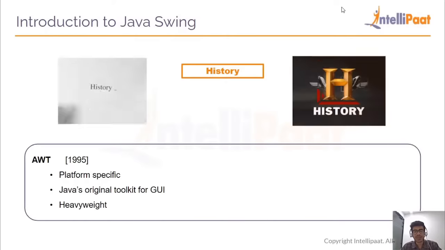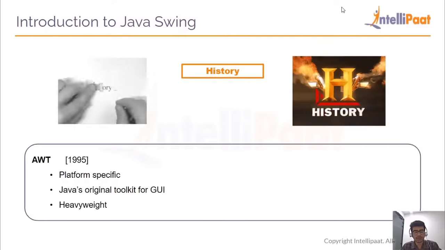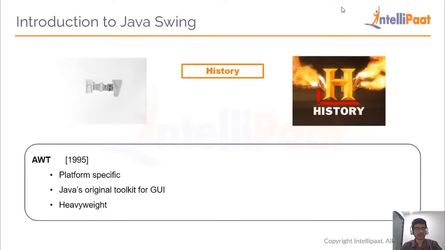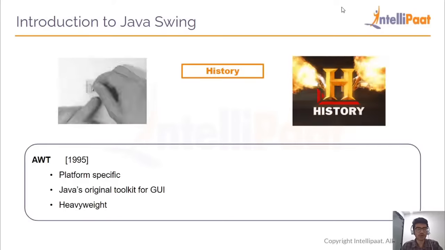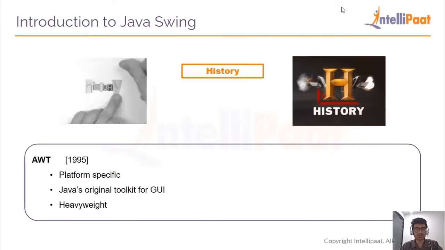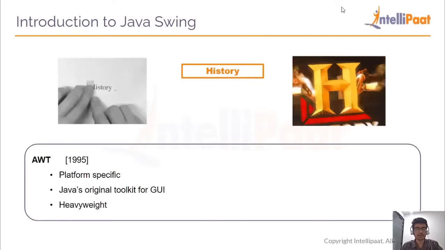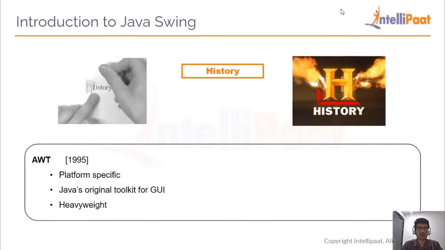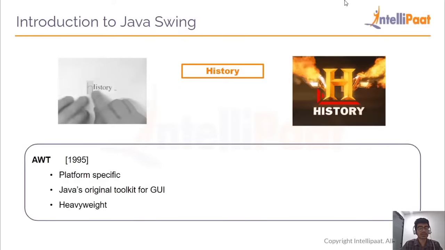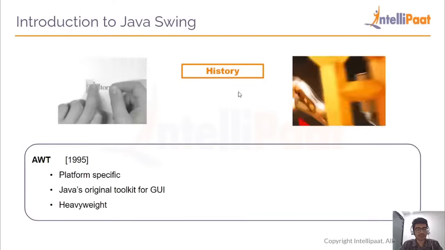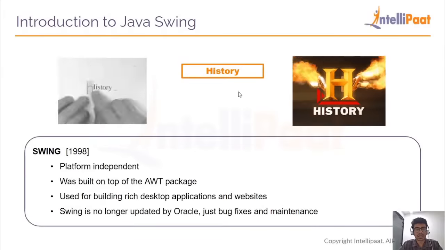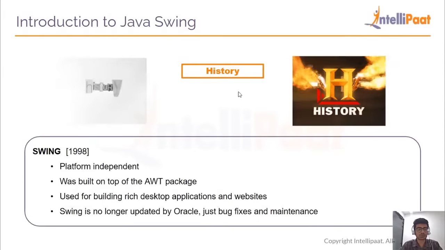framework. And it was heavyweight, as I've discussed about lightweight and heavyweight toolkits earlier, and it took a long time to render the buttons and all the components inside the frame. So considering all these disadvantages, or drawbacks, Java came up with Swing in 1998. So this was platform independent.